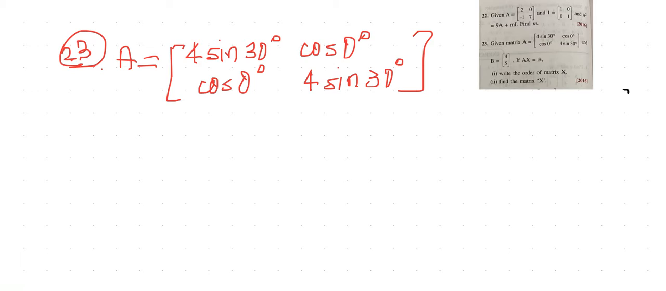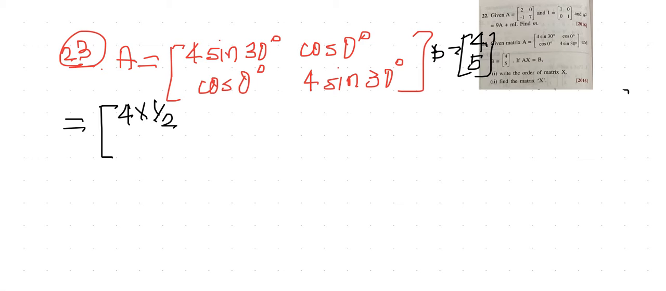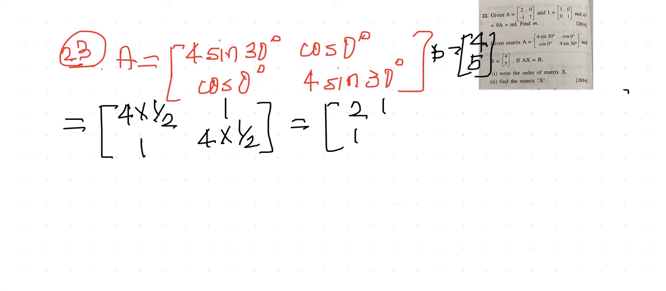And then now what, children? This will be equal to, B also has been given. So the value of B has been given as 4 and 5. Okay. So just replace the values, children. Sine 30 is half, so write down 4 into half. Cos 0 is 1, cos 0 is 1 and 4 into sine 30 is half. Okay. And then when you cancel out this is 2, 1, 1, 2. So this is the matrix A you are getting. Now what you will be writing, children? You will be writing like this, that matrix A into X is equal to B.